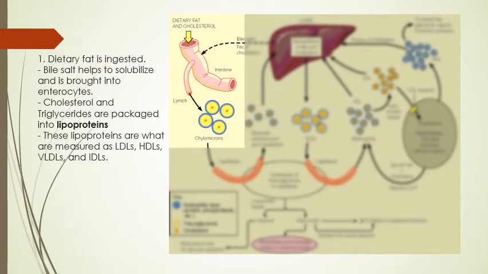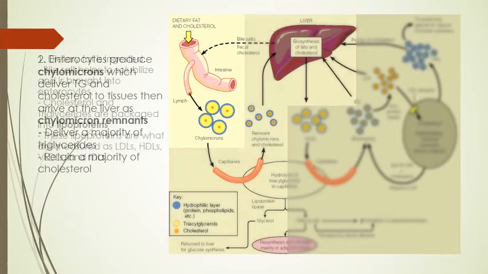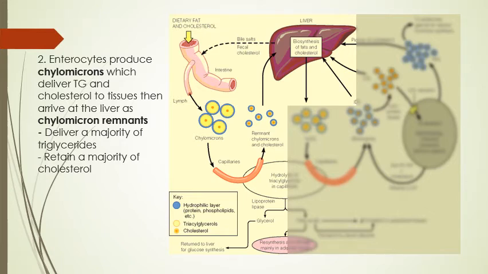So that first step, like I said, we ingest, we solubilize, and then our cholesterol and triglycerides are packaged into lipoproteins. The enterocytes then package them into these chylomicrons, which again have a very low amount of protein versus the lipid content. So here are the chylomicrons, and from the chylomicrons, they travel into the blood, and they deliver triglycerides and cholesterol to tissues.